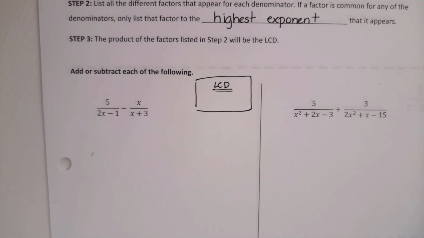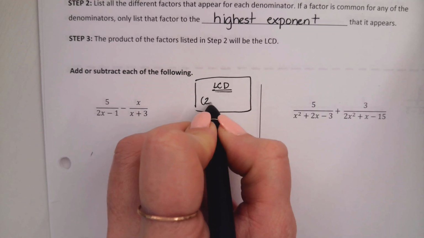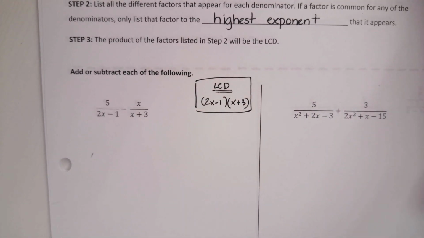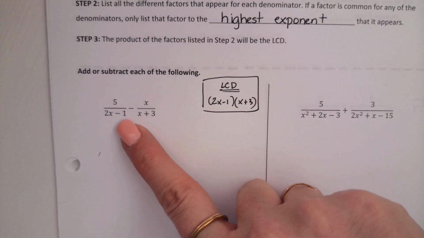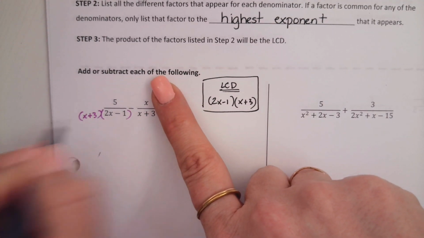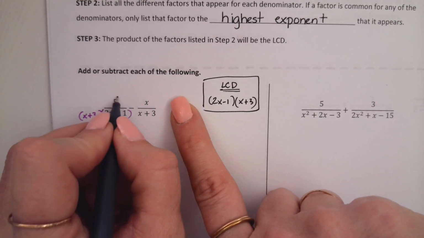Okay, so our least common denominator needs to have every factor that shows up in a denominator. But if a factor shows up in both, you don't have to write it twice. So my least common denominator needs a 2x minus 1, and it needs an x plus 3, because each of those factors appears in a denominator. So, going back to our fraction, the first denominator already has a 2x minus 1, so what else would it need? An x plus 3. Which means what do I need to do to the numerator? Times it by x plus 3, right?